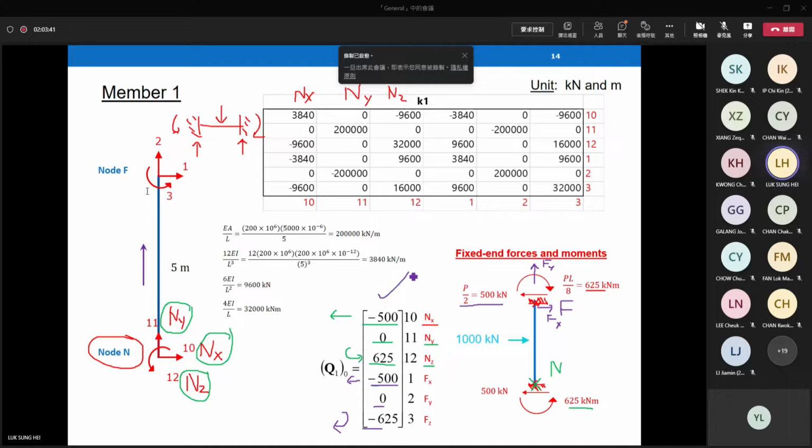For a vertical member, we can use the same idea to calculate the Q0 ratio. It involves code numbers 1, 2, 3, 10, 11, 12.